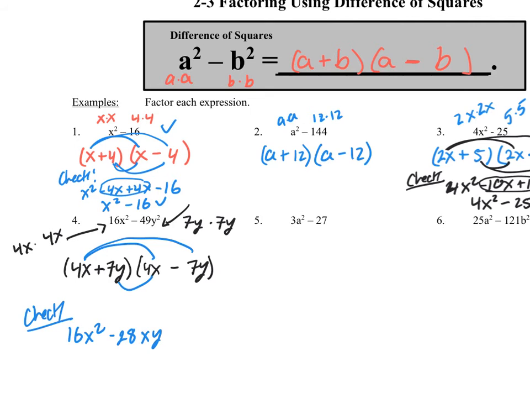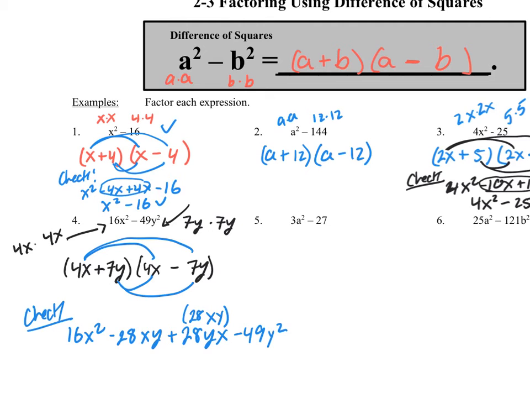Okay, distributing the second one. So now we have a positive 28yx, and then distributing the last piece here, minus 49y squared. So what you want to remember is that multiplication is commutative. So I can rewrite this term here as 28xy.